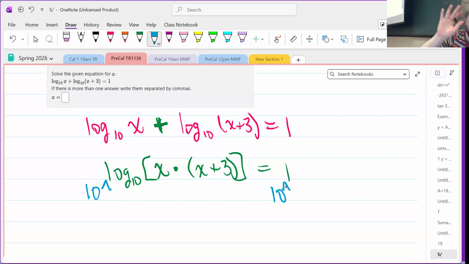Like log and natural log are often covered together and they kind of stick in your head together, but they're not inverses of each other. They're just two different logs that show up a lot.